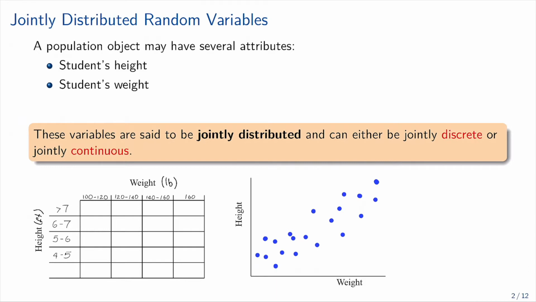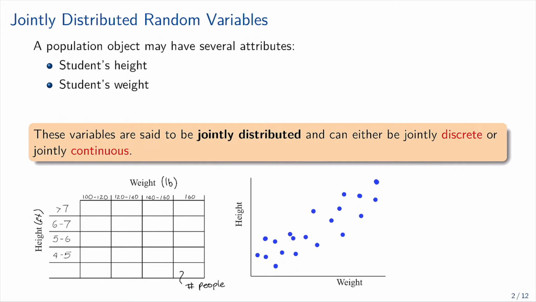For example, if you divide the height in feet into ranges from 4 to 5, 5 to 6, 6 to 7, or higher than 7, and the weight also in ranges from 100 to 120, 120 to 140, and so forth, and we put the frequency of students in between those ranges in this table, we are going to have a discrete table of frequency. So remember, in this corner we are going to have the total number of people.